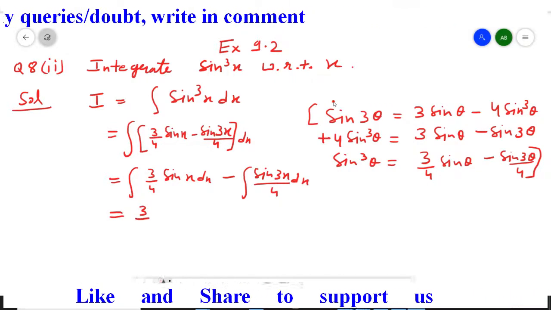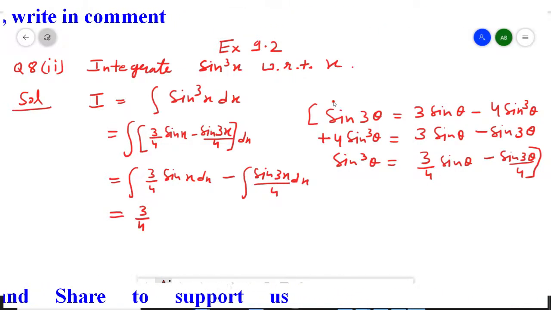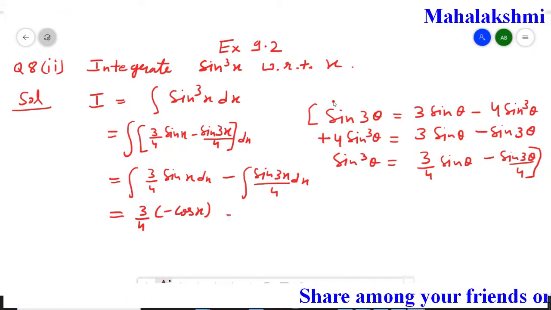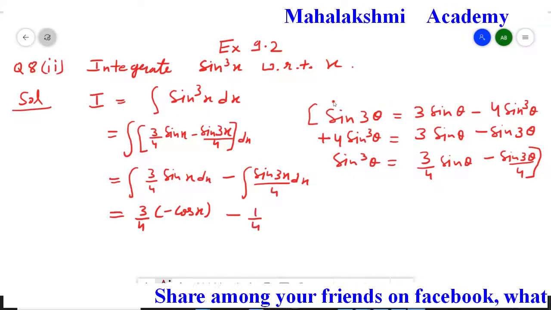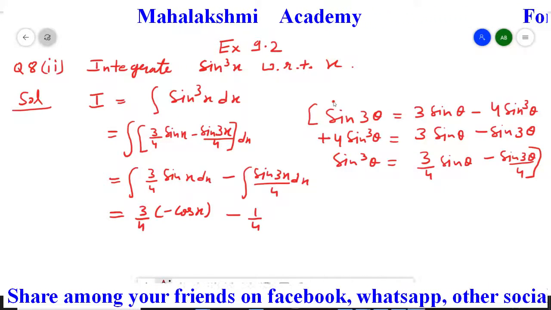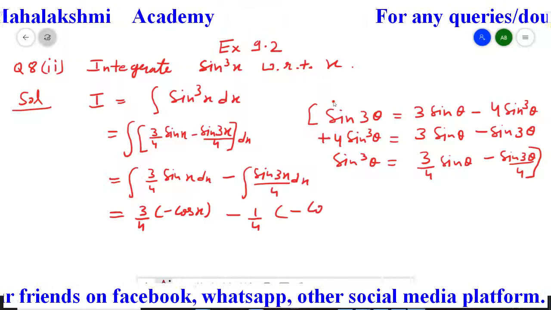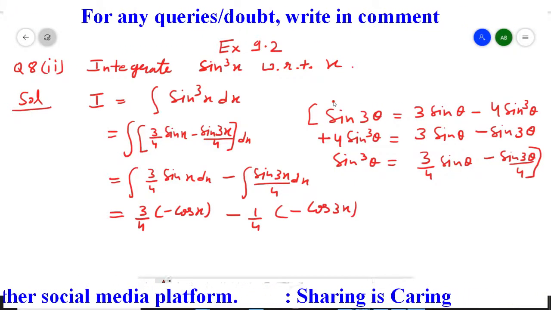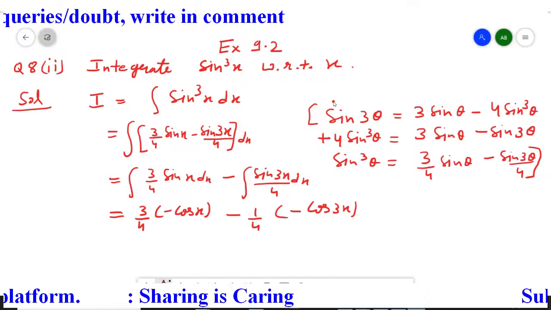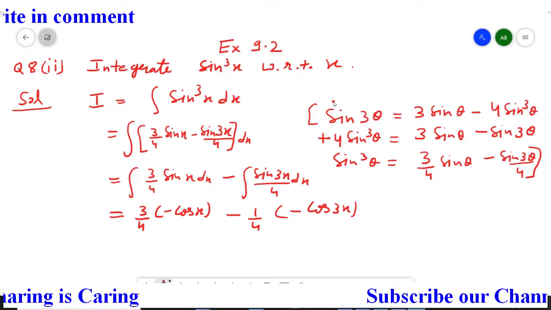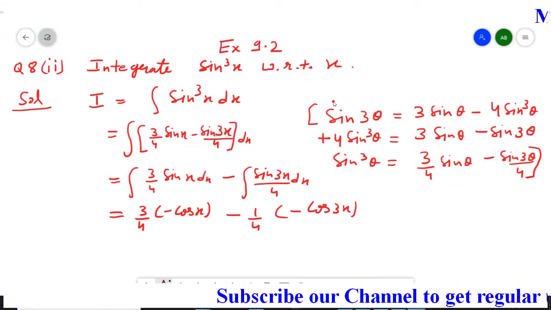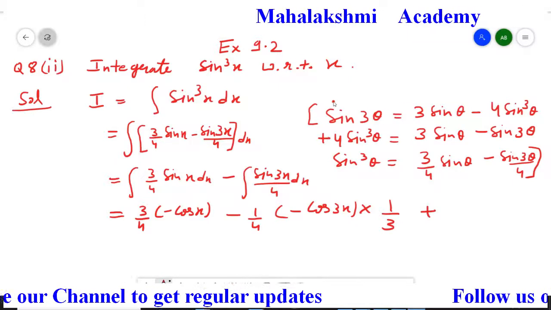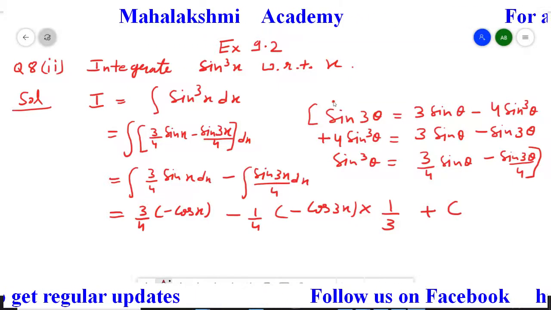So 3 upon 4 will behave as the coefficient. Integration of sine x is minus cos x. This minus sign stays as it is, and this 1 upon 4 I am also writing as a coefficient outside. Integration of sine 3x is minus cos 3x, but here it's 3x, so we have to apply the chain rule. When we apply the chain rule, we differentiate 3x, and differentiation of 3x is only 3, and since it's integration, we have to divide by 3, and plus the integration constant. I hope this process is clear.